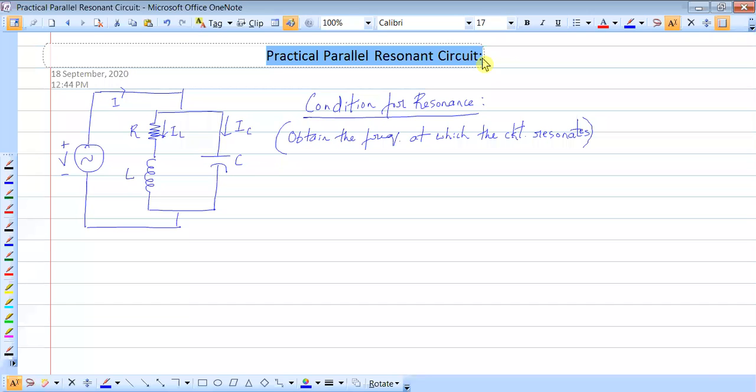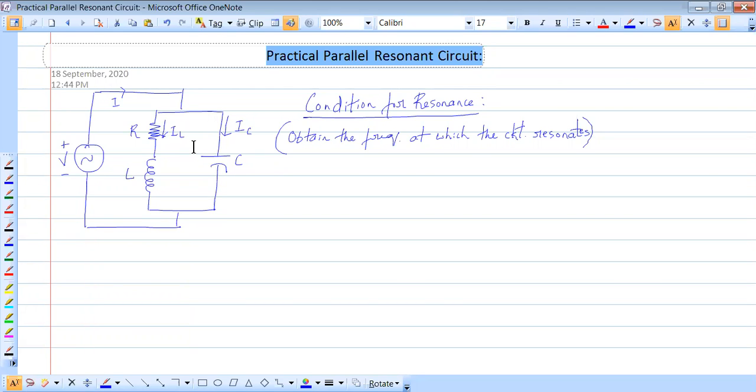And what we are doing today is obtaining the condition for resonance for this particular circuit. Okay, what does that mean? What is obtaining the condition for resonance? It's as good as obtaining the frequency at which this circuit resonates. Understand? So how to understand the condition where the circuit resonates is the question.